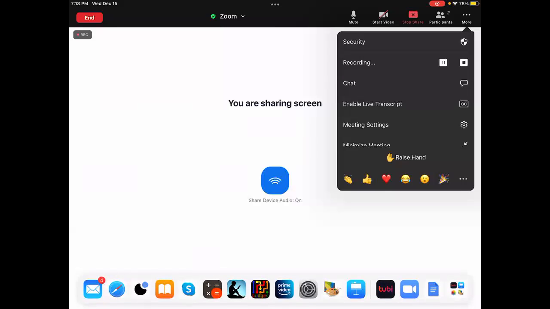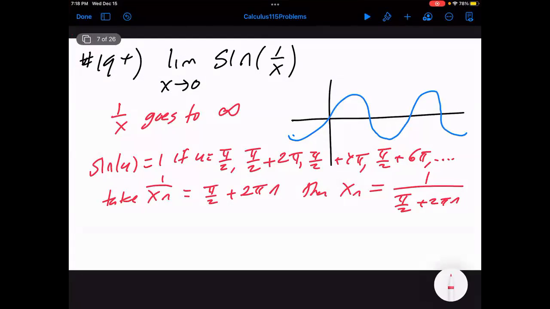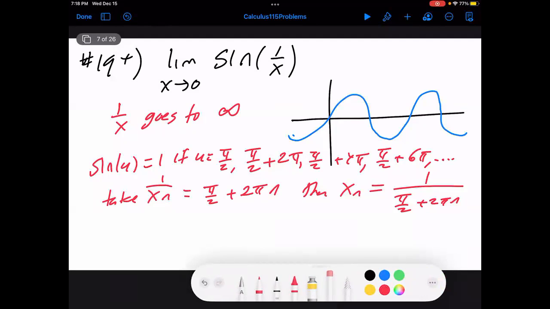So what we were doing is we were looking at the limit as x goes to 0 of the sine of 1 over x. And so we were letting x go to 0. So as x goes to 0, 1 over x is going to infinity. If you look at the plot on the right, you can see what the sine function looks like, and that it's oscillating and repeating.